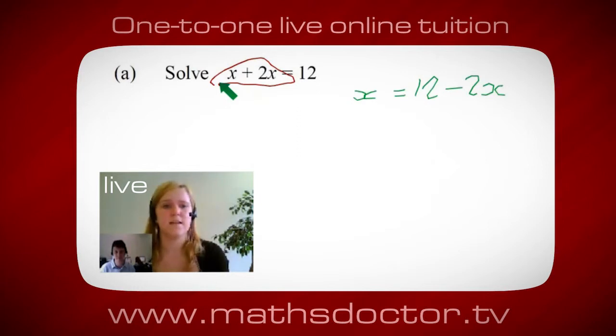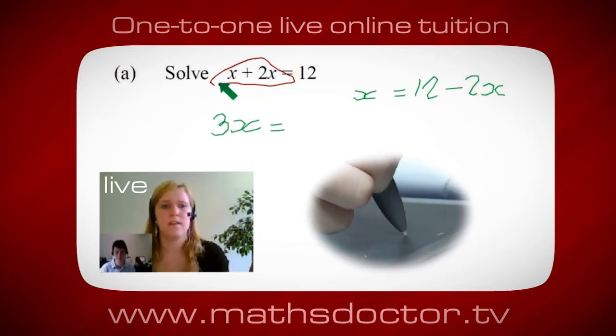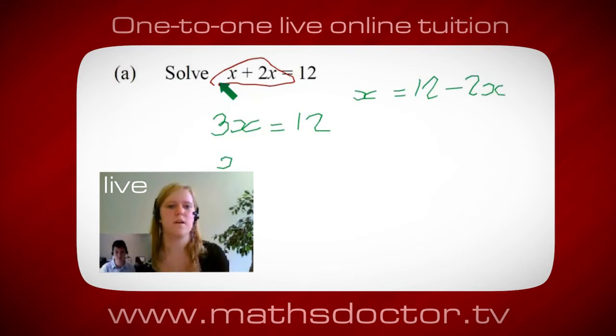Oh, okay, it's 3x, isn't it? Yeah, so absolutely. 3x equals 12. Oh, and so x equals 4. Brilliant, spot on, well done.